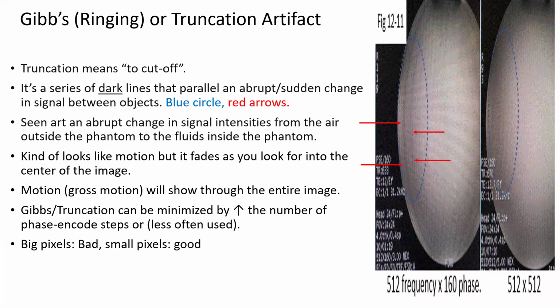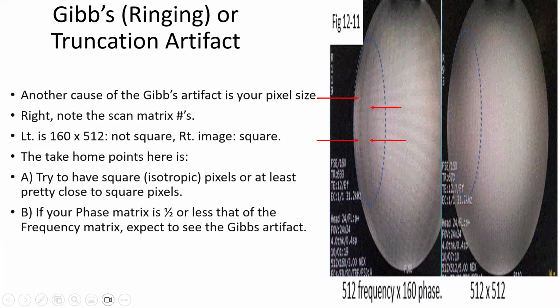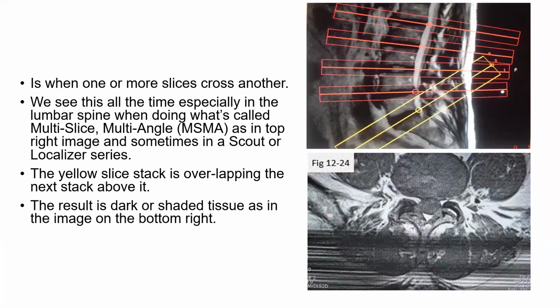I did it on purpose. I did a phantom on 3T, and I way knocked down the matrix, okay? 256 by 160 in the phase. Here's truncation right here. Looks like motion a little bit, but it's not, because phantoms don't move. At least the ones that I know of don't move, okay?